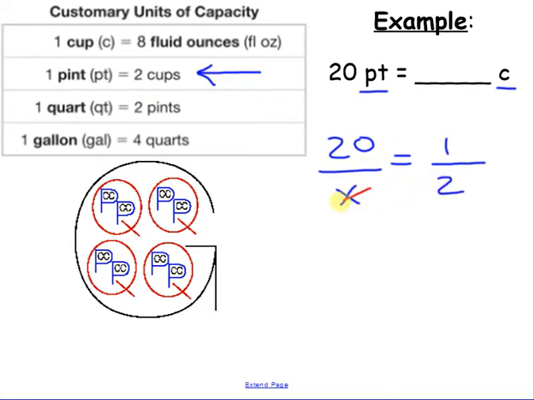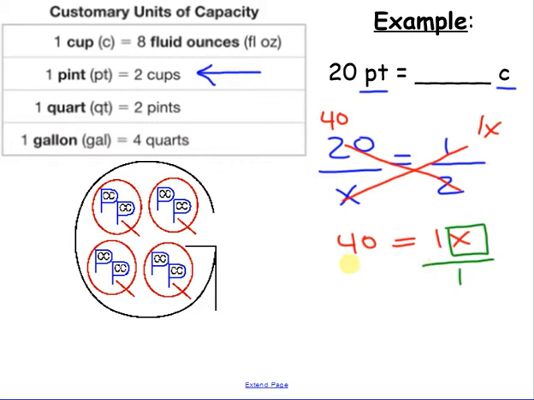Let's go ahead and cross multiply. X times 1 is 1x. 2 times 20 is 40. Set them equal to each other. 40 equals 1x. Box your variable. Divide by the coefficient that's attached to it. The 1's cancel. X equals 40 divided by 1 is 40. That means that 20 pints equals 40 cups.